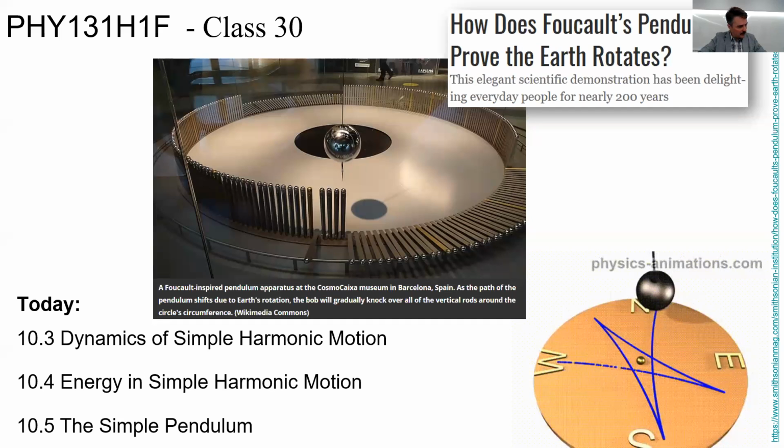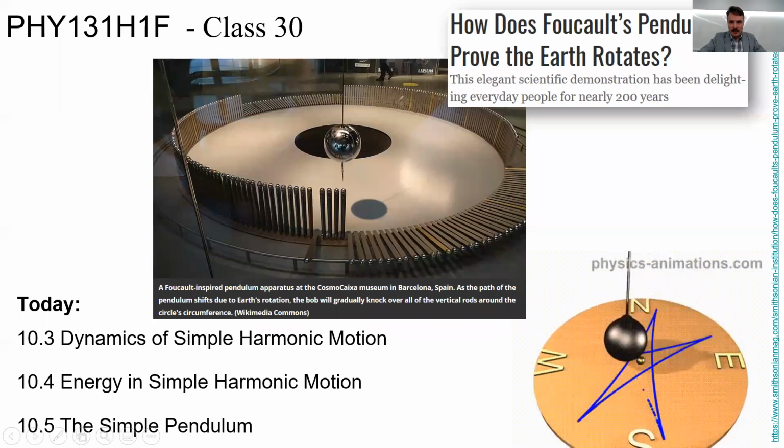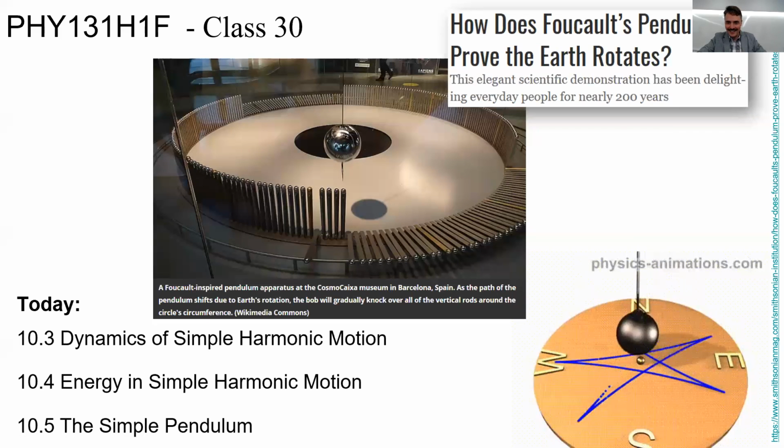I'm showing there a Foucault pendulum, which is a really pretty cool demo, in which there's a big pendulum. We're going to be talking about pendula a bit today, and this pendulum is designed. There's a little animation. It's designed to swing back and forth. And when it's swinging, it's conserving momentum in that plane of motion.